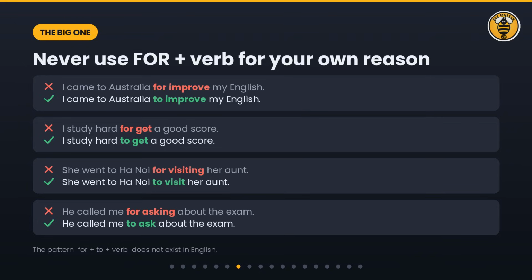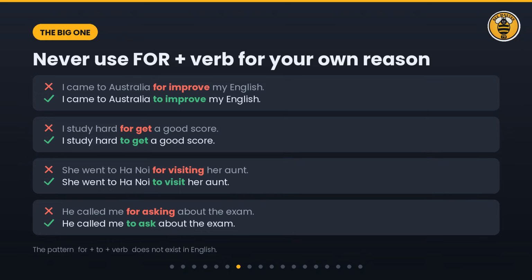So here it is. The single most common purpose mistake. When you are giving your own reason for doing something, you cannot use for plus a verb. Look at the first pair. I came to Australia for improve my English. That is wrong. For is never followed by a bare verb. It must be, I came to Australia to improve my English.